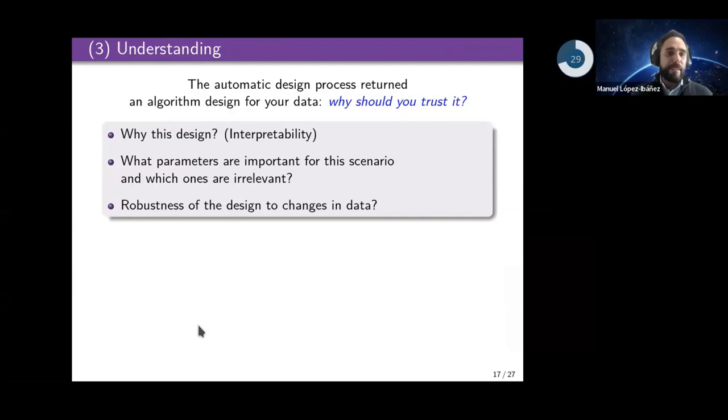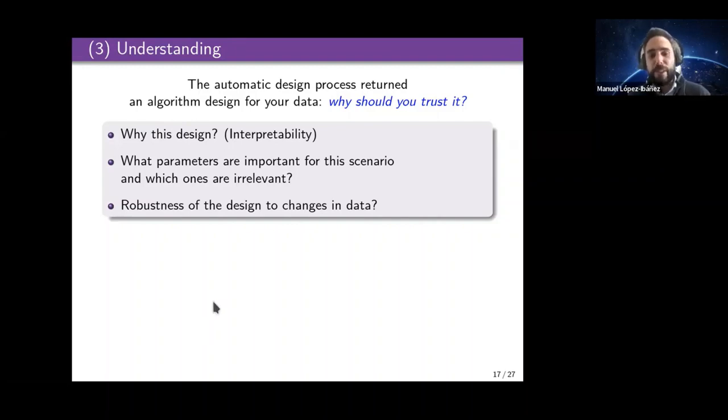And finally, the last challenge I want to talk about is understanding. Imagine you have your automatic design system. The automatic design process has returned an algorithm design for your particular application scenario. Why should you trust this design? Why has the system generated this design? What are the parameters that are important in this design? What parameters can you change and the results would be the same? Also, what happens if the data in the real world changes or the problems evolve? How robust will this design be to such changes?